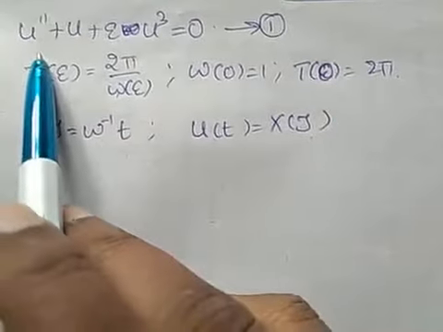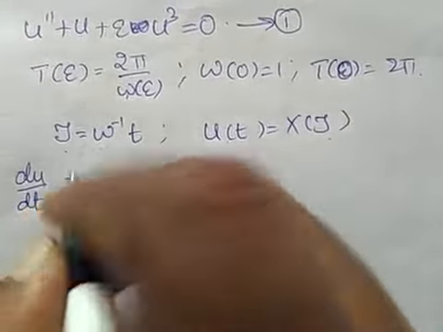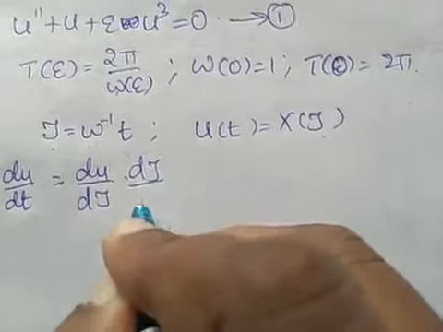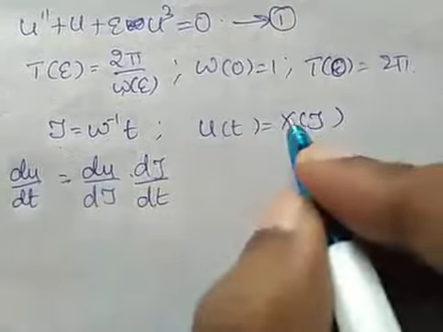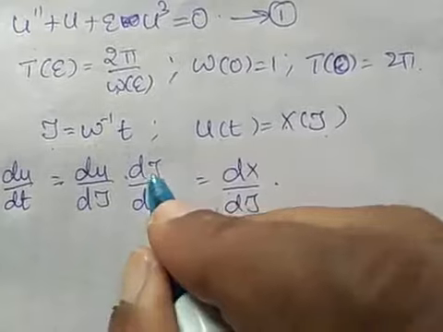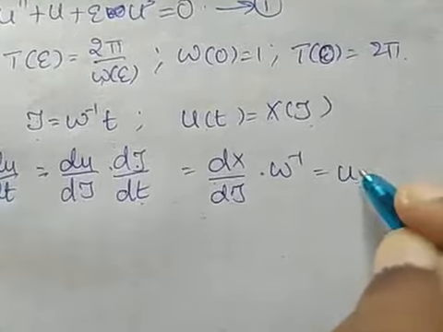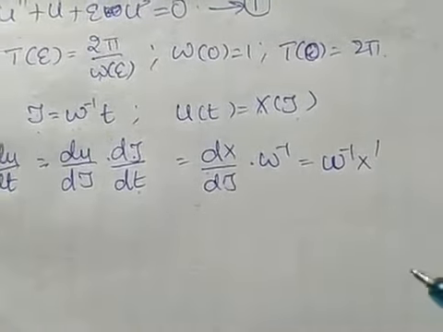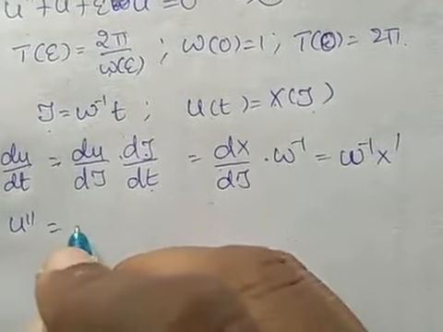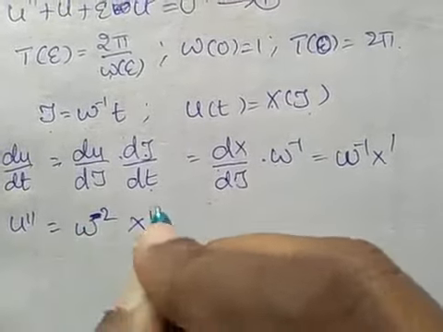Now we have to find u double dash. So u dash is du by dt. Using the total derivative, we have du by d tau into d tau by dt. So what is u? x itself. Therefore, dx by d tau into d tau by dt, which is omega inverse. Therefore, we have omega inverse x dash. Similarly, if we find the second derivative, u double dash is omega power minus 2 into x double dash.